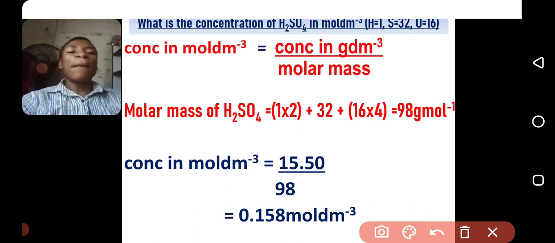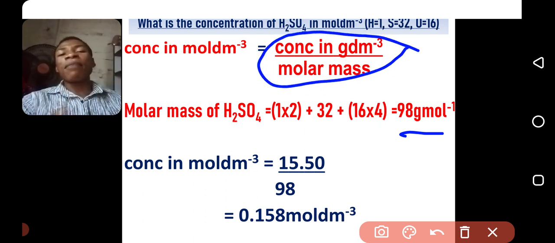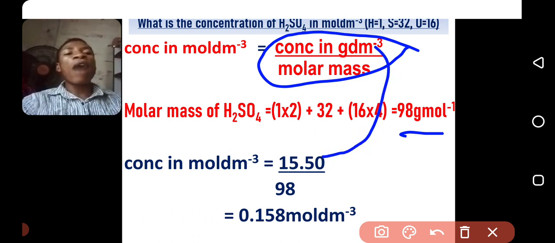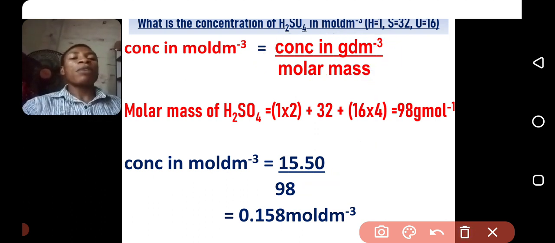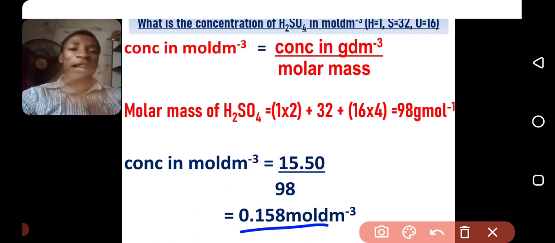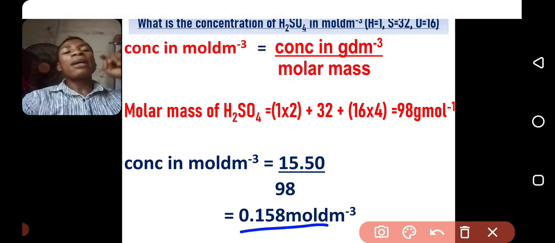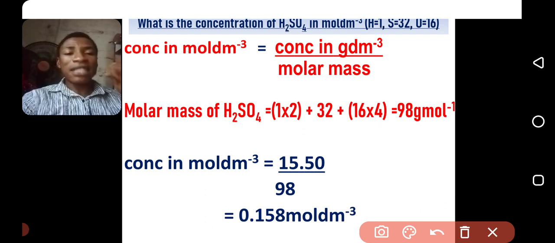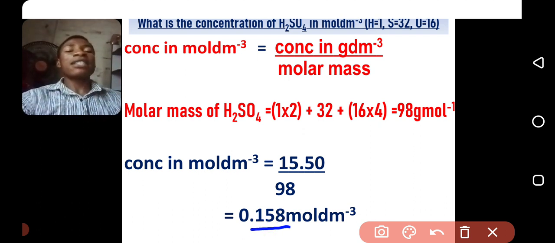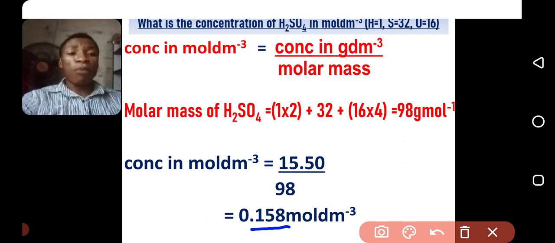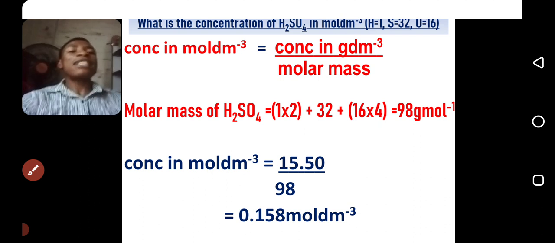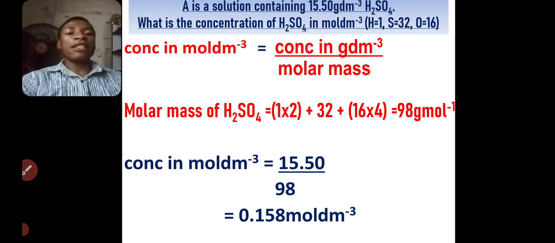So now that we've gotten our molar mass as 98 grams per mole, you come back to this formula and calculate your mole per dm cube. The formula is conc in gram per dm cube, which is 15.50, over molar mass, which is 98. That will be giving us 0.158 mole per dm cube. Observe that my answer was done to 3 significant figures. That is how you express your molarity in mole per dm cube, to 3 significant figures.